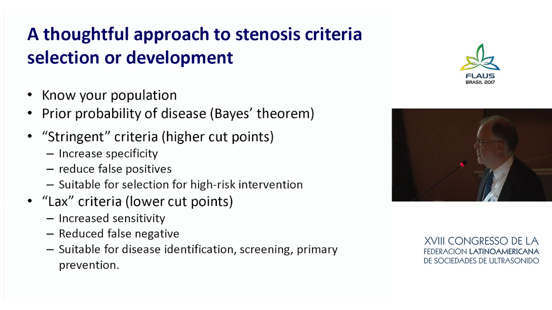So I tend to use a stringent criteria to increase the specificity of the examination and reduce false positives, because I'm a vascular surgeon. I will do carotid surgery based on the findings of carotid duplex. So I have to be very confident that there's at least a 70% stenosis whenever I'm going to operate on somebody. So I want a very rigid criteria to identify patients who might be at risk and maybe would benefit from primary or secondary prevention of cardiovascular disease. You want a more loose criterion.